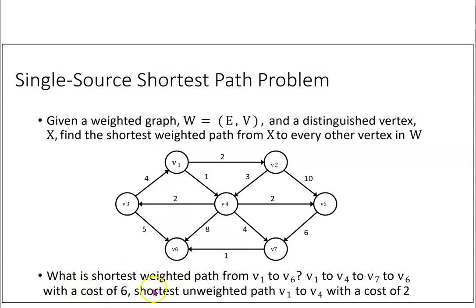So, let's say, what is the shortest weighted path from vertex 1 to 6? Well, vertex 1 to vertex 4 to vertex 7 to vertex 6 has a cost of 6. But the shortest unweighted path is V1 to V4 to V6, which is a cost of 2.